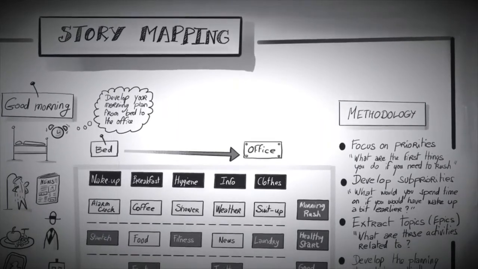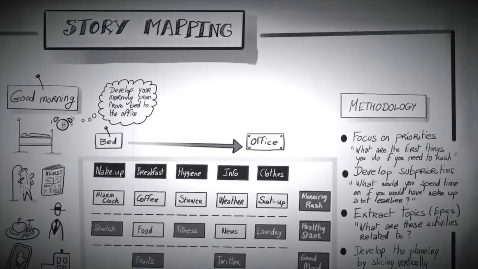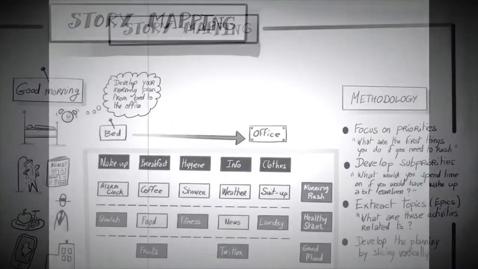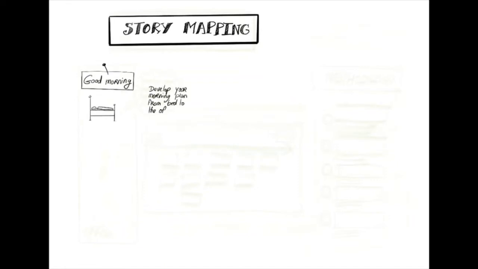Today we are going to see story mapping, a technique for planning and prioritization to create your agile roadmaps. We are going to take the example of a good morning breakfast, a case from real life of what happens when you get out of bed to prepare to go to the office.